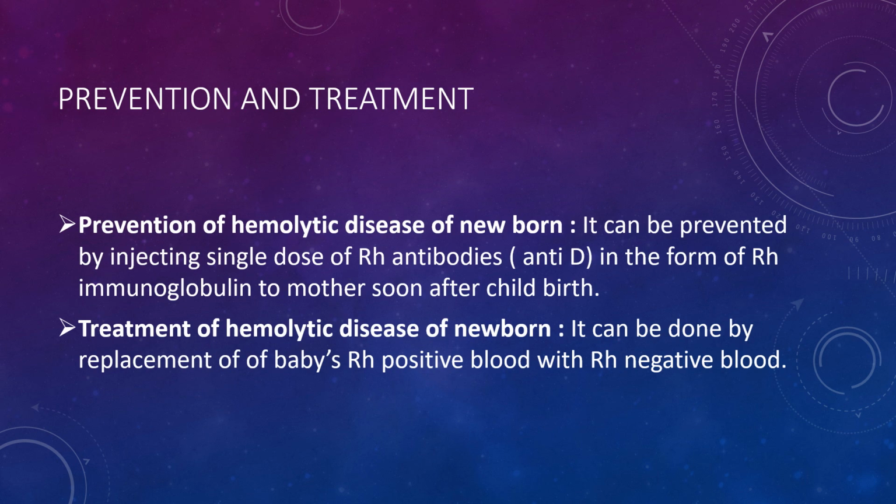Then the prevention and treatment of hemolytic disease of the newborn. It can be prevented by injecting a single dose of anti-D Rh antibodies, in the form of Rh immunoglobulins, to the mother soon after childbirth. The treatment of hemolytic disease of the newborn can be done by replacing the baby's Rh positive blood with Rh negative blood. This is an exchange transfusion.